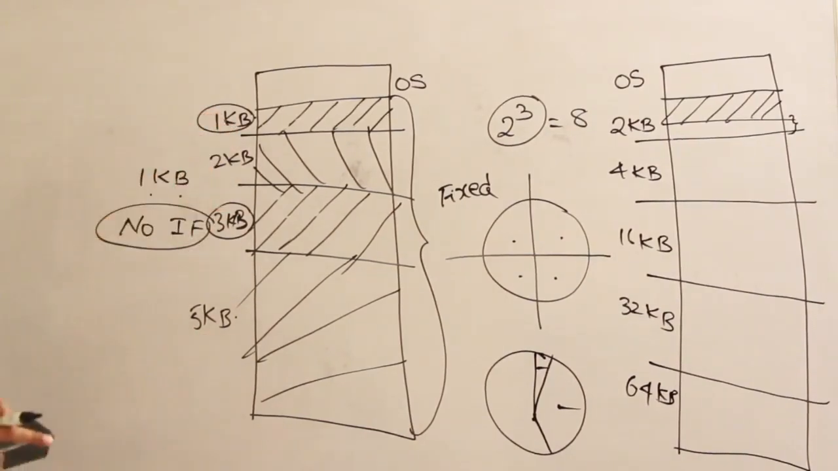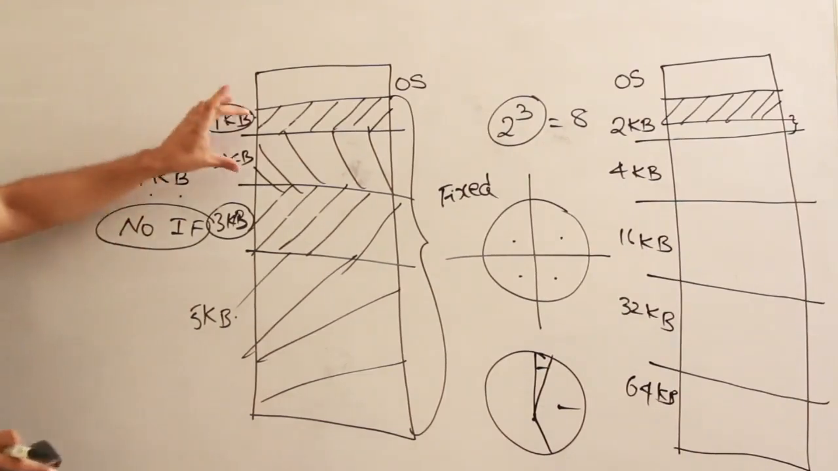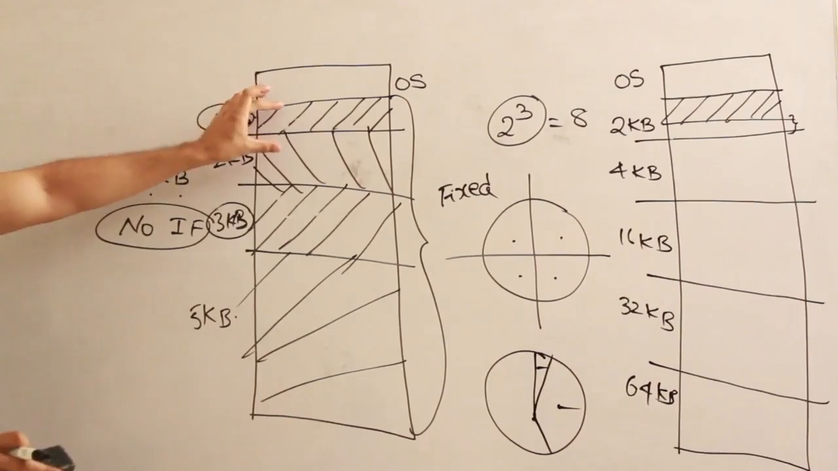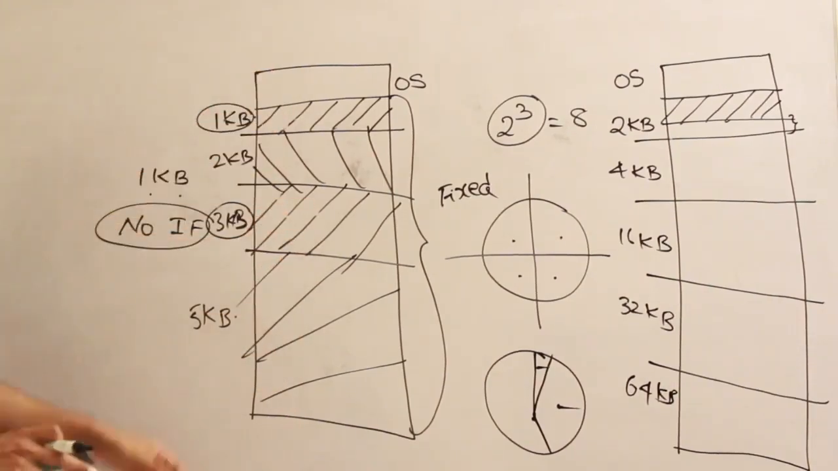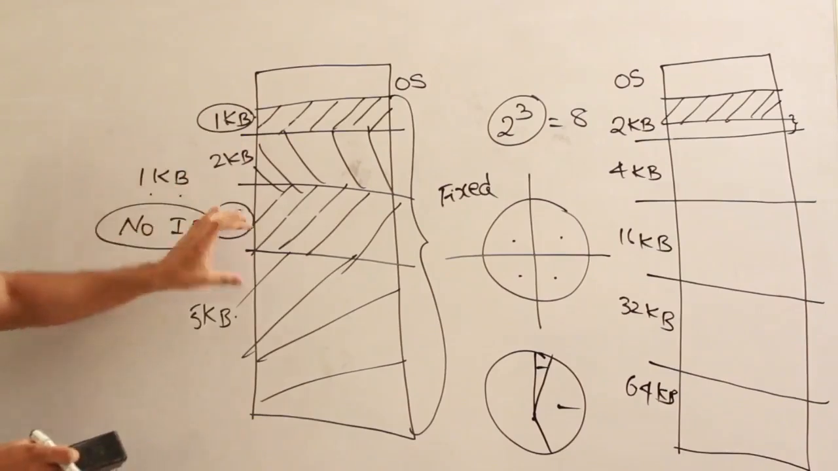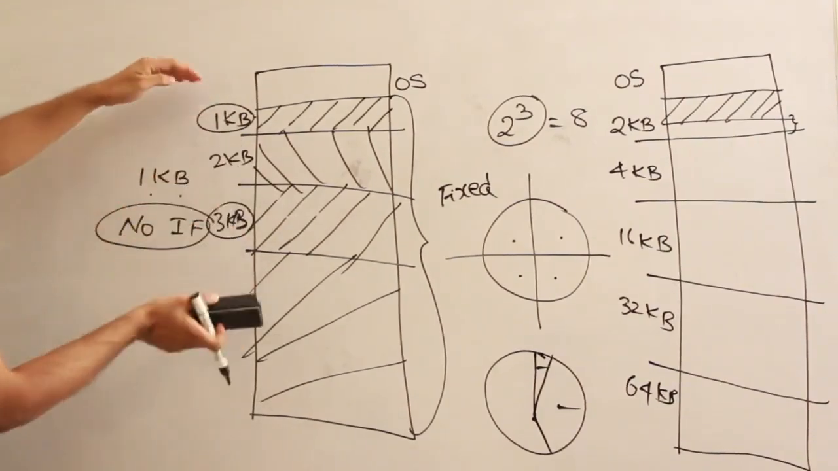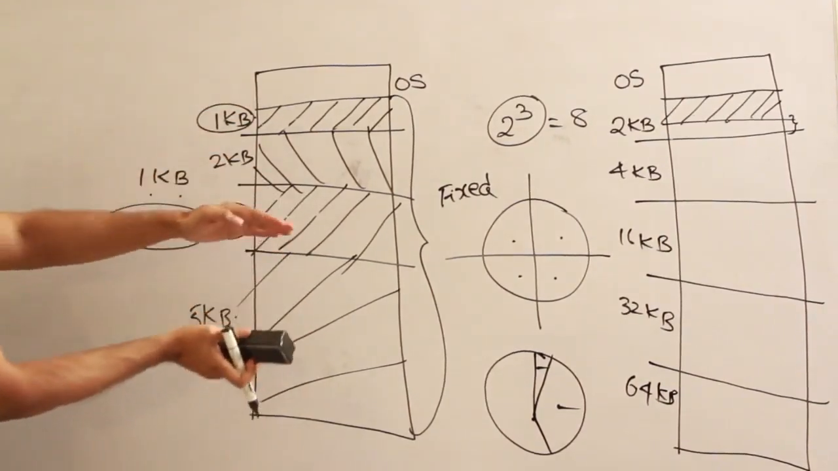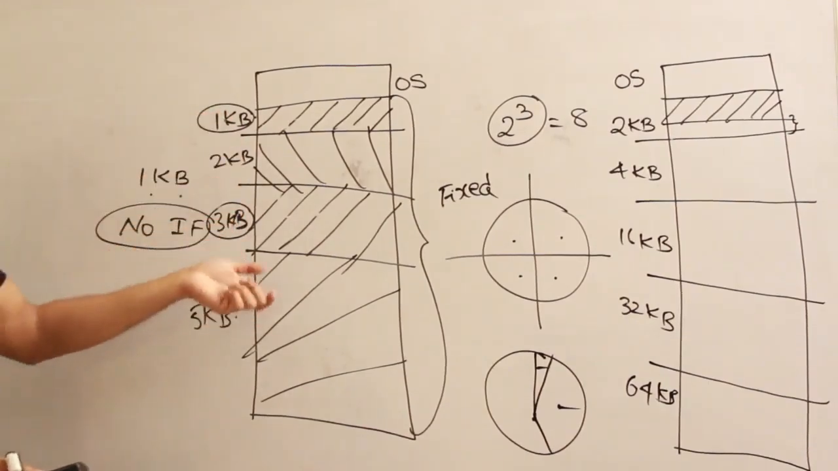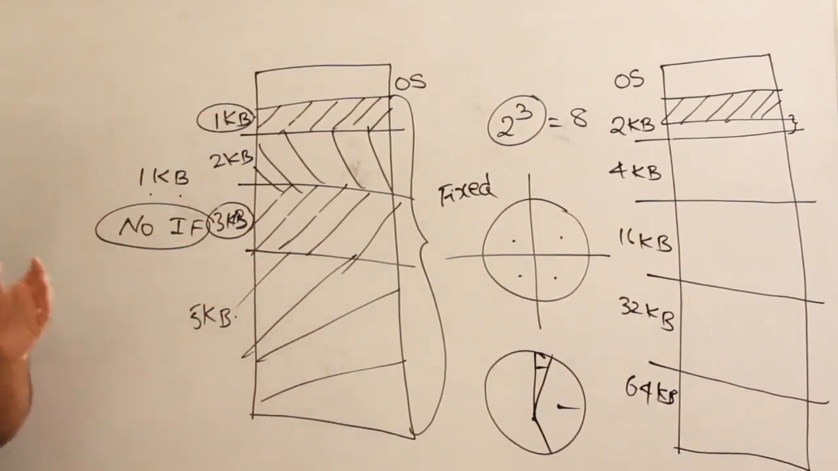Then what I do is I apply a method called compaction. Compaction means pulling all the occupied parts together and pulling all the free parts together, right? So if this 2 kb and 5 kb are occupied, I am going to pull 2 kb and 5 kb together, and I am going to pull 1 kb and 3 kb together. Therefore if I do that, the free space will be available at one place.